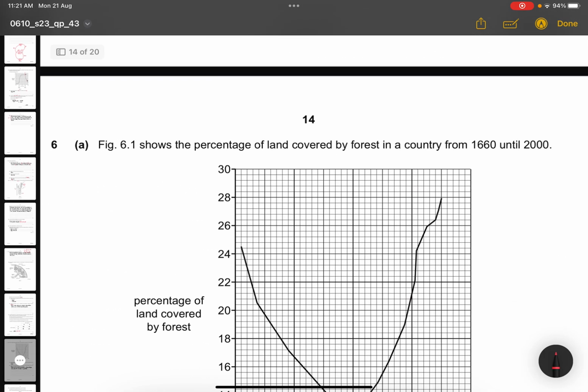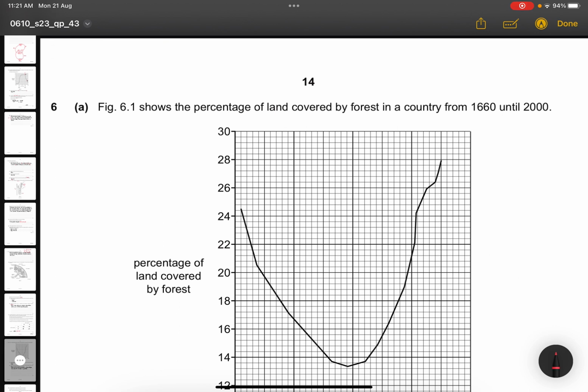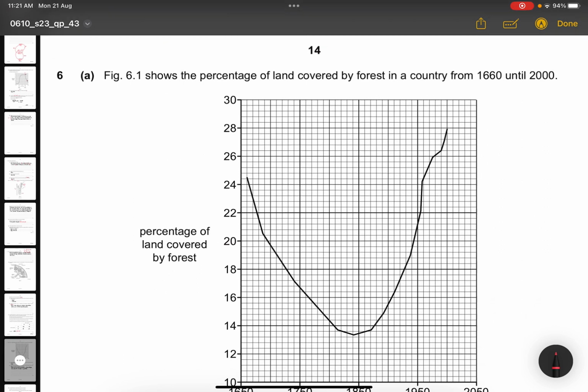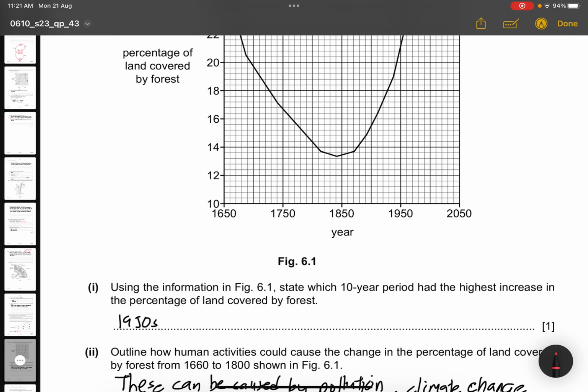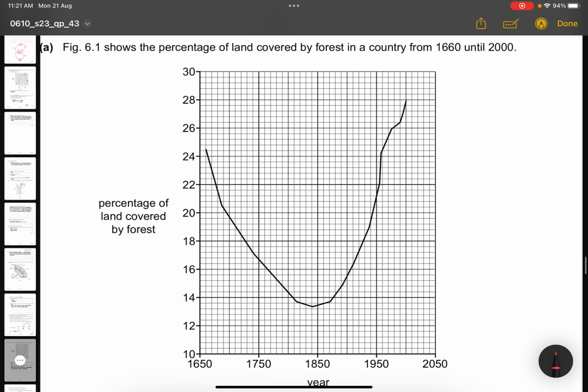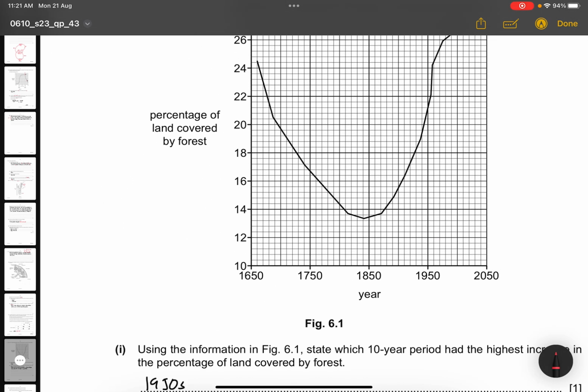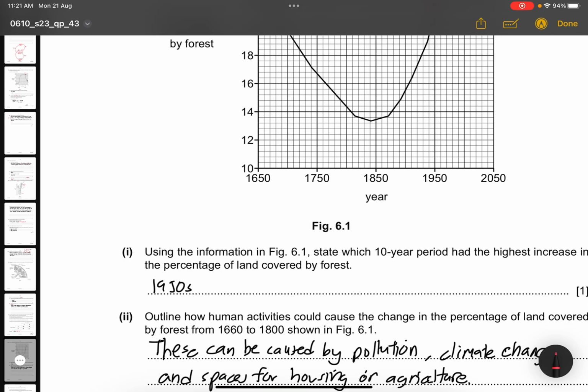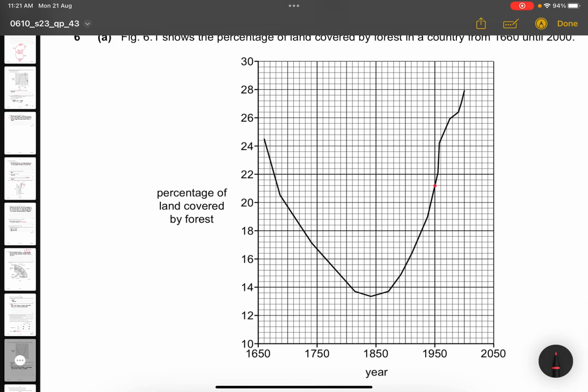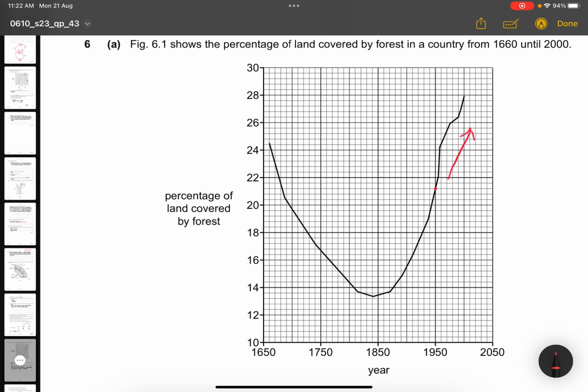Okay, question 6, part A. Figure 6.1 shows the percentage of land covered by forests in the country from 1660 until 2000. Part 1, using the information in figure 6.1, state the 10-year period that had the highest increase in the percentage of land covered by the forest. So from here up will be 1950. Alright, 1950s, means there's a sharp increase from 1950 and after that it is going up.